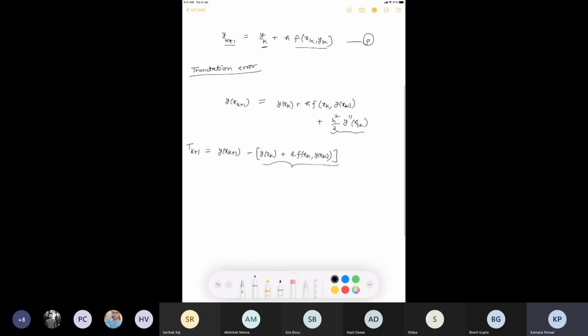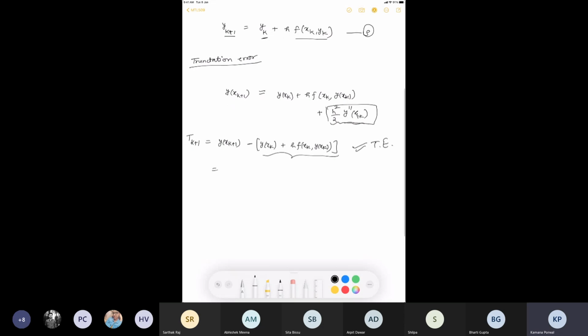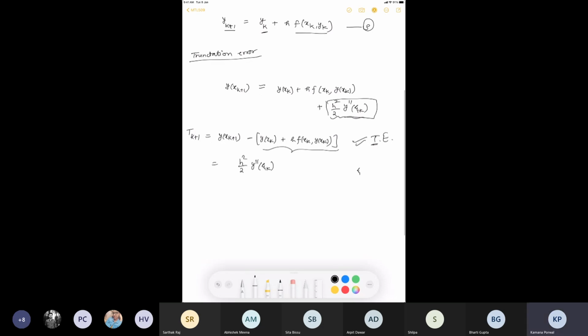So this error is called truncation error, and we can simply observe from here that this is nothing but this term, and it justifies the name also, the truncation. Basically we are truncating it. This we obtain by truncating the Taylor series, which gives h squared by 2 y double prime of ξk, where this ξk lies between xk and xk plus 1.